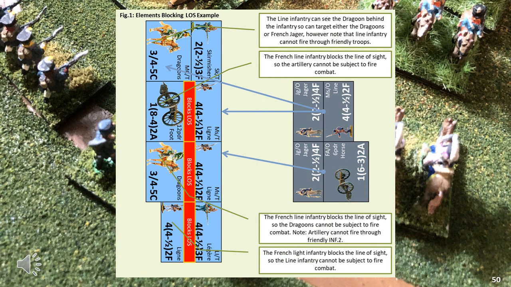Basically, all elements are visible according to the observation rules, except when a line of sight is blocked. Elements block a line of sight. The exceptions are skirmish infantry, skirmish cavalry, artillery or transport, which never block a line of sight. Friendly elements in base-to-base contact also never block a line of sight.